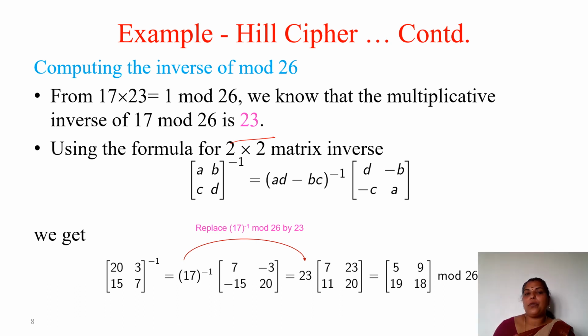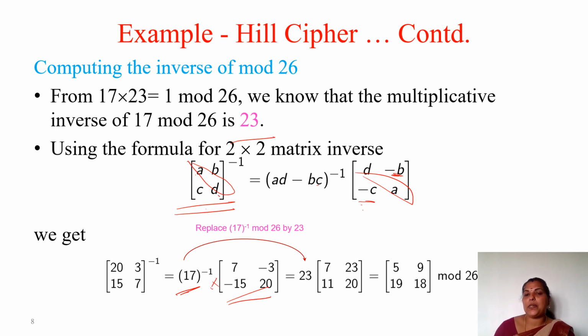Now, using the formula for the 2 cross 2 matrix inverse, we have to find the inverse of the matrix along with the inverse of the determinant. For a 2 cross 2 matrix, the inverse is 1 over AD minus BC, times the matrix where you replace the symbols: exchange A and D, and insert the minus sign on B and C. So the inverse of 23, 15, 7, 20 equals 17 inverse into this exchanged matrix.